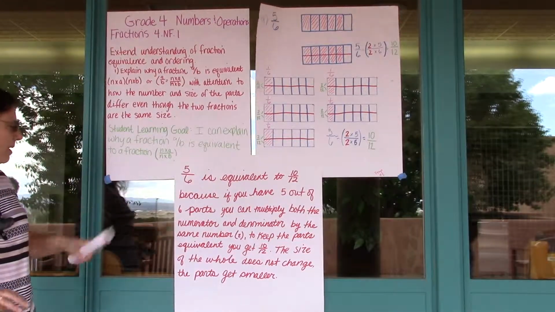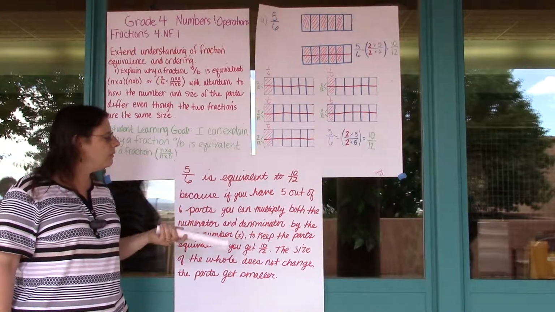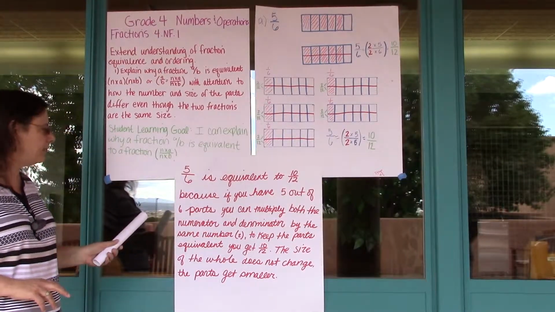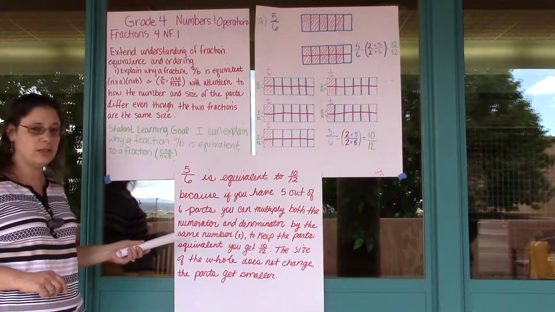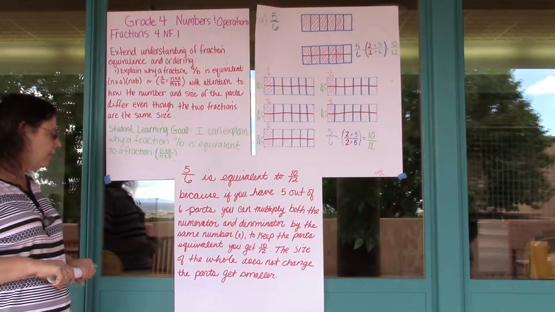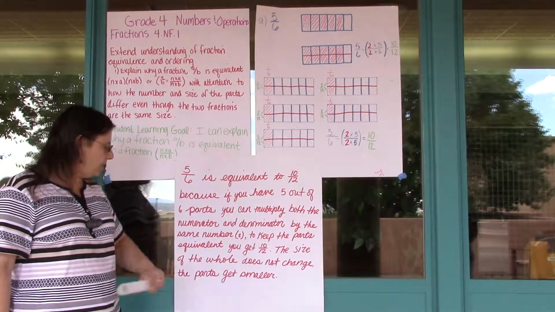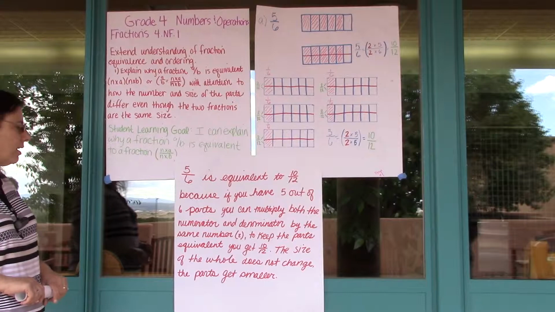So when we do our mathematical writing, we know that 5/6 is equivalent to 10/12, because if you have 5 out of 6 parts, then you can multiply both the numerator and the denominator by the same number, which in this case is 2, to keep the parts equivalent. You get 10/12.